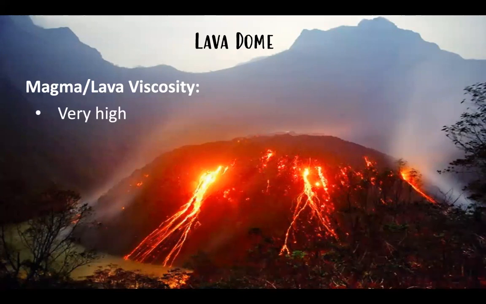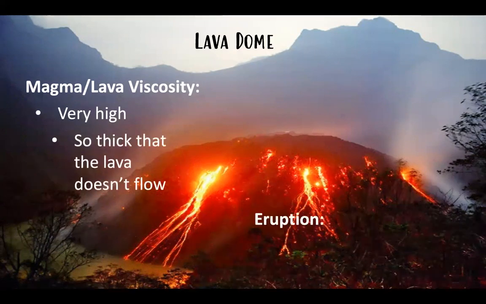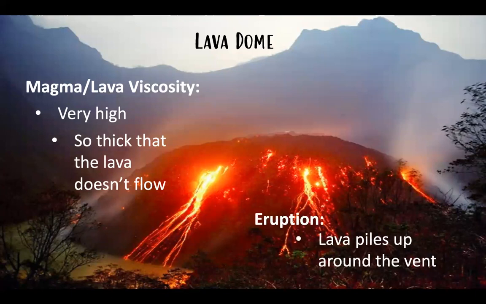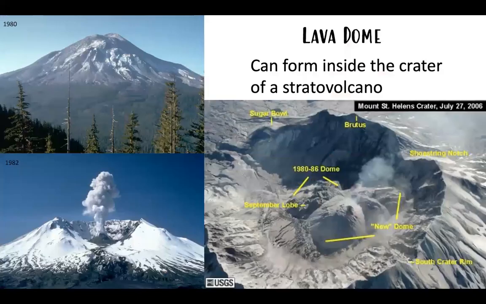It's really, really high viscosity lava, so much so that it doesn't even flow. The eruption just piles up around the vent. So it's not the kind of eruption you think of with lava flowing. They form inside the craters of stratovolcanoes a lot of times. So over here on the left, before Mount St. Helens erupted and after, and then this lava dome started to grow inside of it.